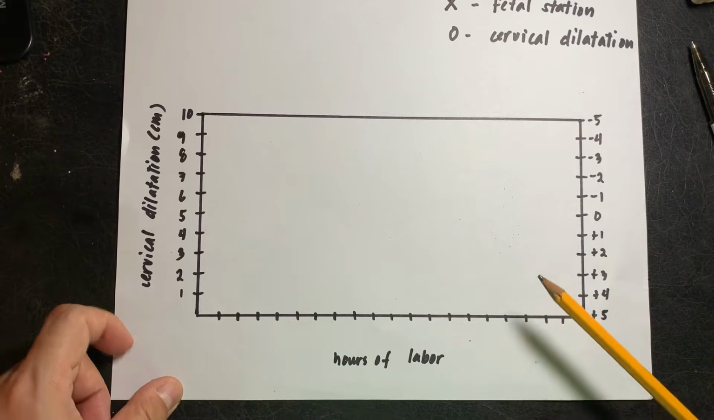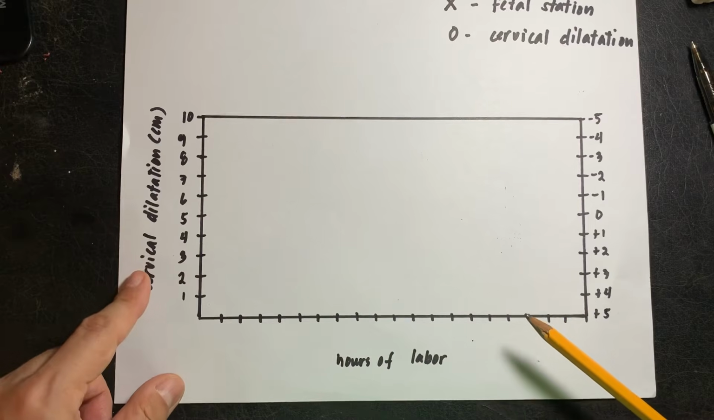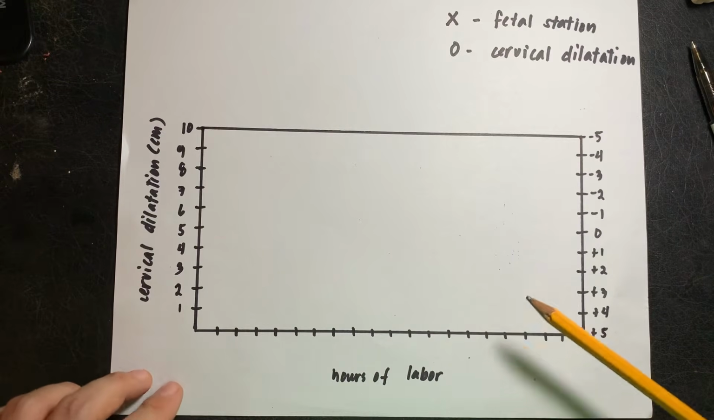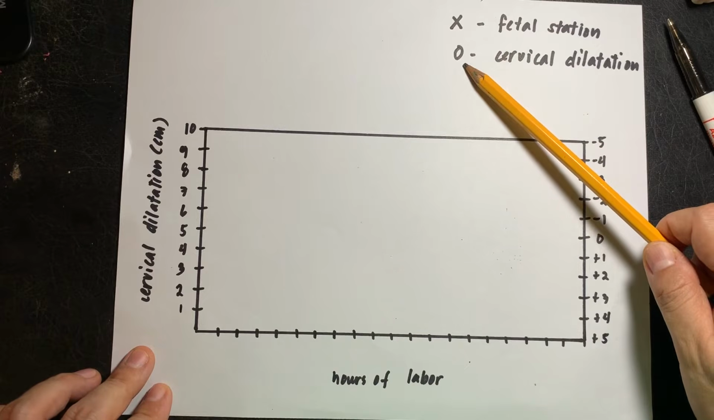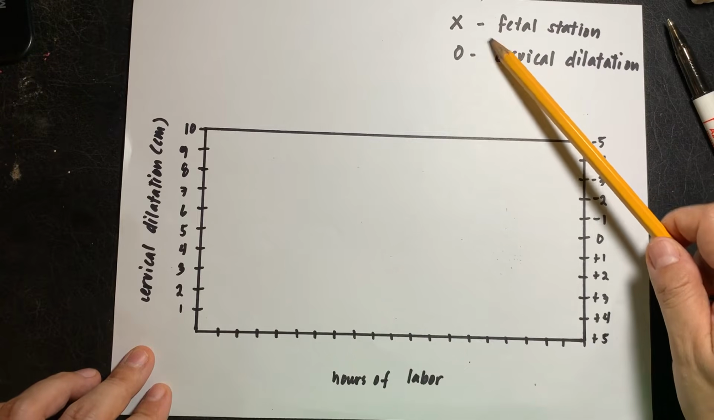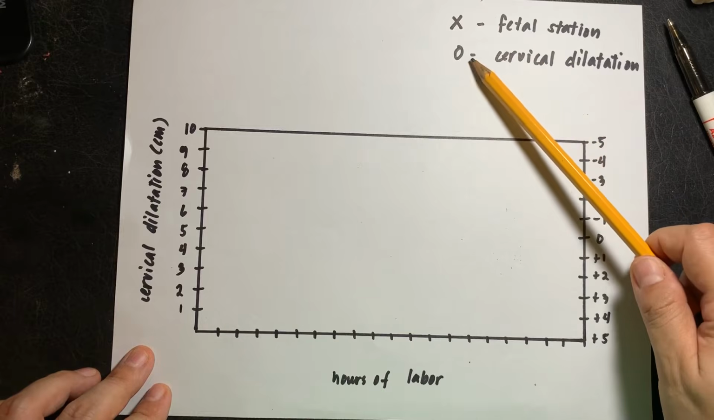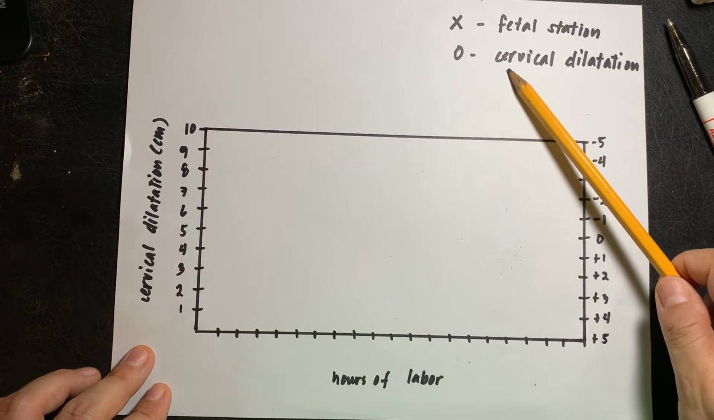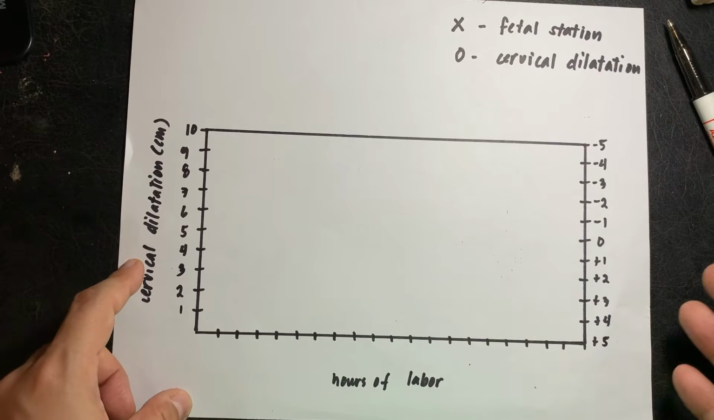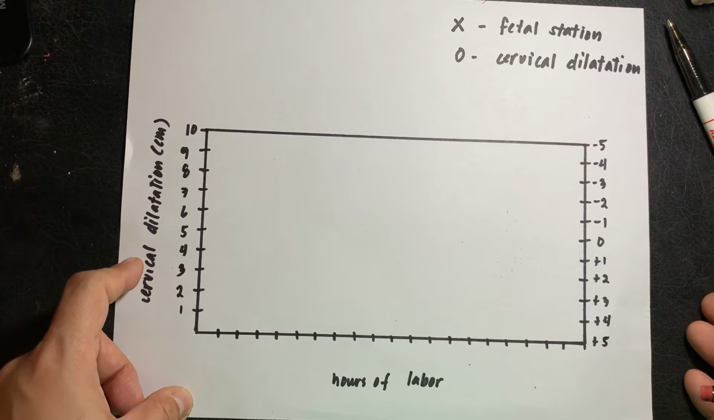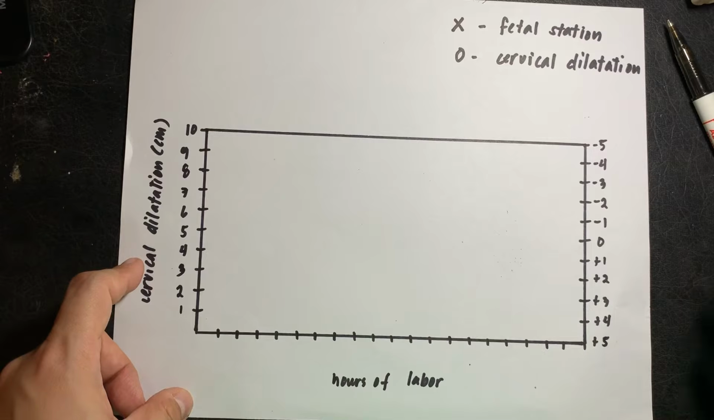When you're plotting a labor curve, you have to use the symbols X and 0 or circle. X is for plotting the fetal station and 0 or circle is for plotting the cervical dilatation. Alright, we'll do some exercises so you can practice plotting a normal labor curve.